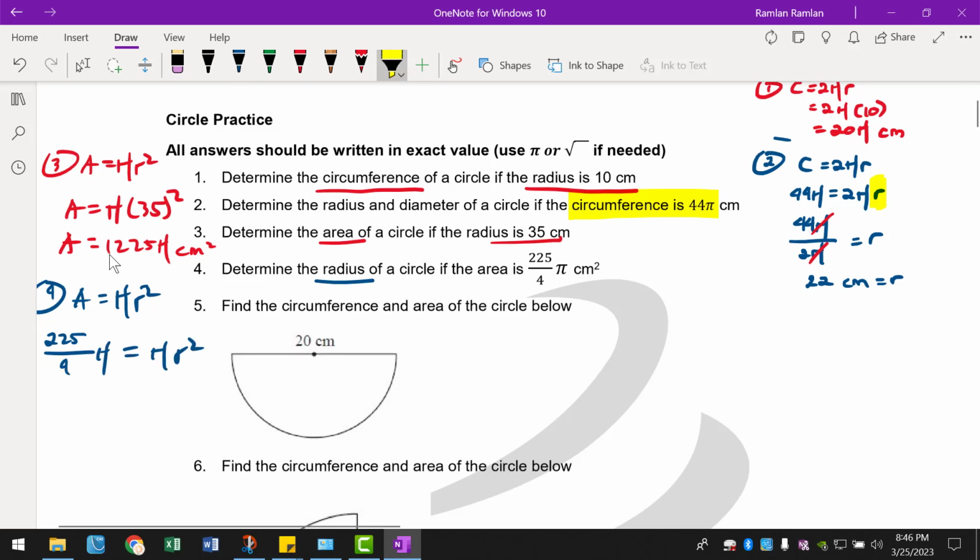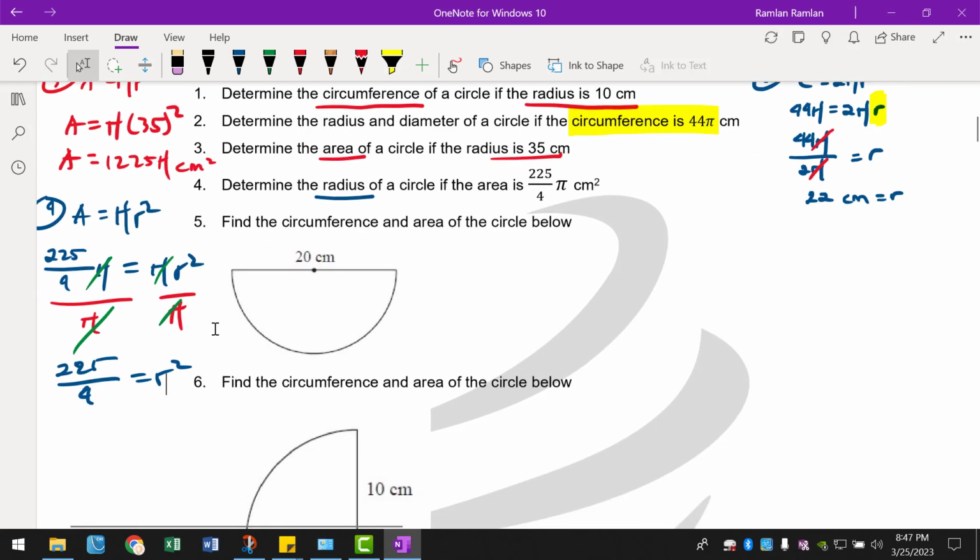Okay, now we want to find the r, so meaning that we should get rid of this pi and also the square. The one that you do first is the pi, because we divide both sides by pi, like this. With that, we can cancel the pi here, which means that we only have 225 over 4 equals r squared. Now to find the value of r, because we have that square here, we square root both sides, right? So that will be the square root of 225 over 4 is equal to r.